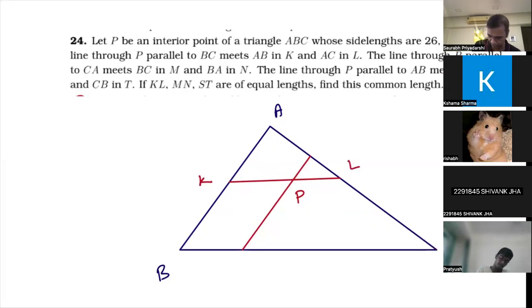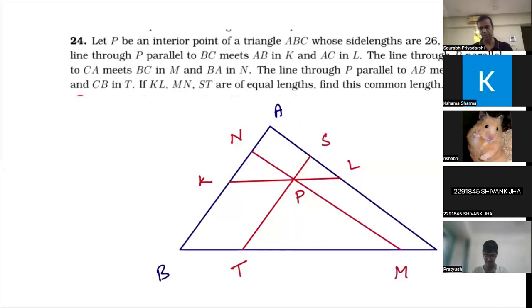This will intersect at M and N, and the line through P parallel to AB meets BC and CA at S and T, right? Okay. And LK, MN, and ST are equal length.